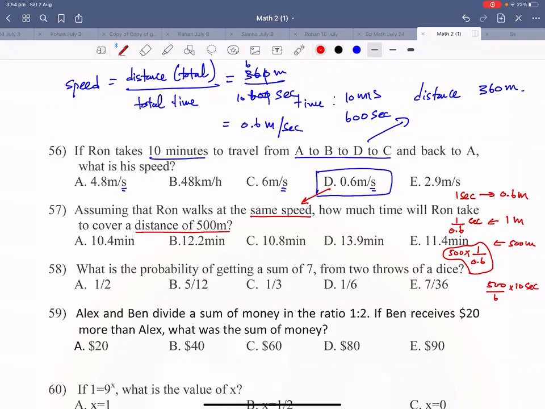So if you want to convert that into minutes, what you have to do? 500 times 10 divided by 6. You have to divide that by 60 to convert that into minutes. So you can see 500 divided by 36. So it would be 13.88 or something. So answer is D.